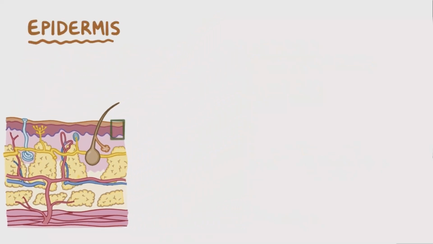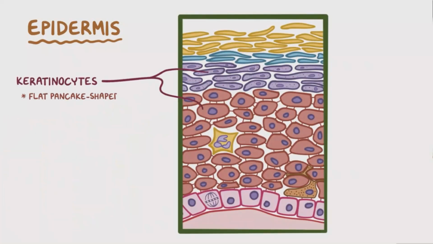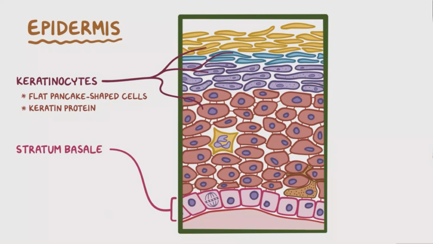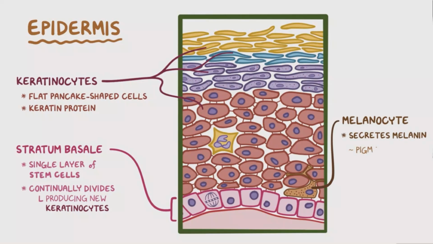The epidermis itself is made of multiple layers of developing keratinocytes, which are flat, pancake-shaped cells that are named for the keratin protein that they're filled with. Keratinocytes start their life at the lowest layer of the epidermis, called the stratum basale, or basal layer, which is made of a single layer of stem cells, called basal cells, that continually divide and produce new keratinocytes. The stratum basale also contains another group of cells called melanocytes, which secrete melanin. Melanin is a pigment protein, or coloring substance.